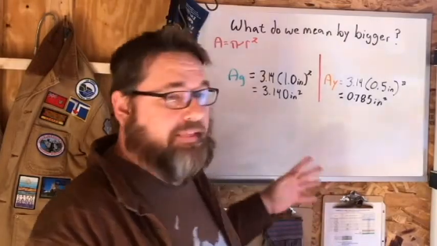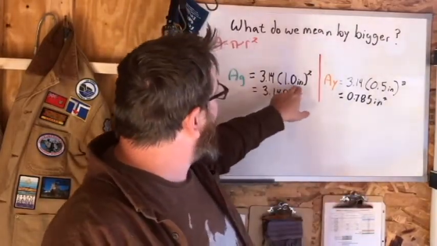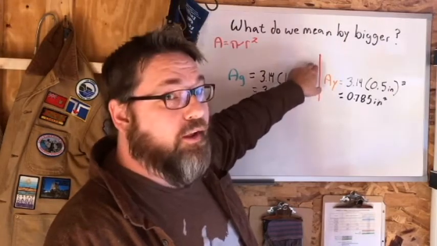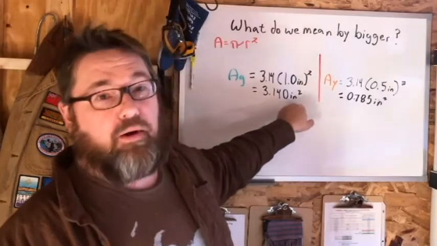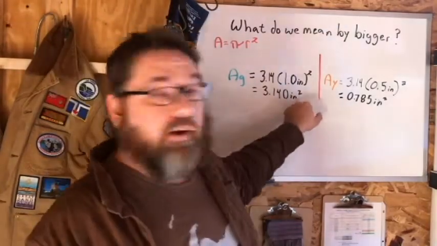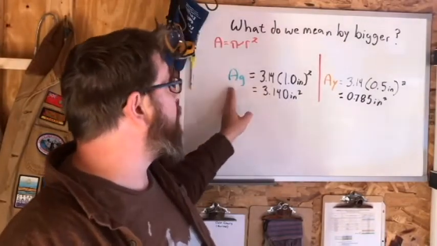It's not going to make that much of a difference. And in this one, since 1 inch squared is 1 times 3.14, we get 3.14 inches squared, in significant figures. So that is the area of our green circle.